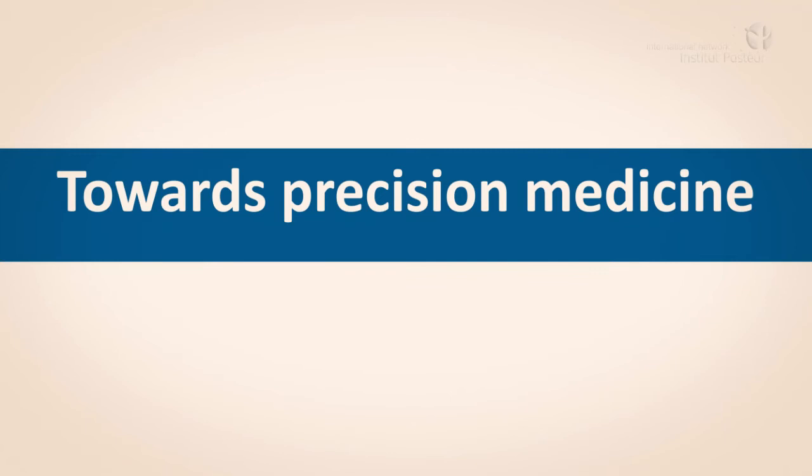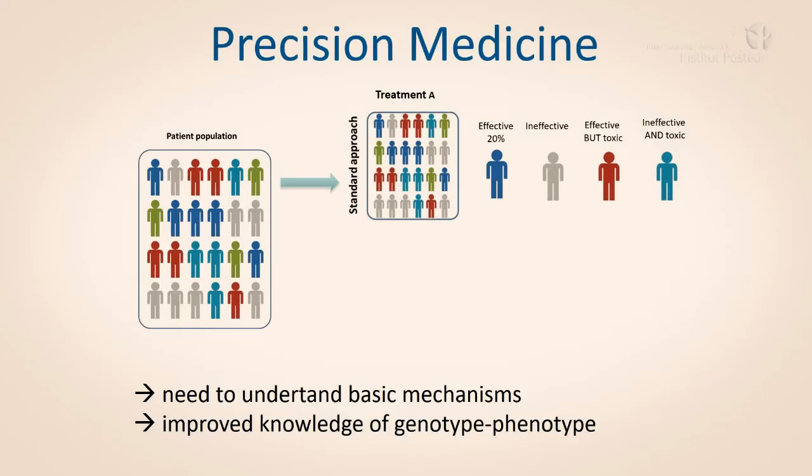Today, the standard approach to treat patients is to treat them all with the same treatment. This means that, for example, upon treatment of different individuals with different genetic backgrounds, as you can see here, just 20% of the population will have a positive outcome of the treatment. There can be others that have secondary effects. For others, the treatment is toxic or simply non-effective.